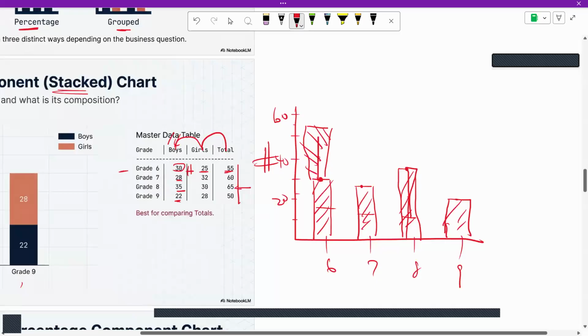So this count will be 25, and this count will be 30. Likewise here, grade 7, 32. Altogether 60 now. 28 plus 32, 60. So you can find the 60, the maximum value here. And then draw, connect this, and you draw a separate pattern. Likewise, grade 8, 65.